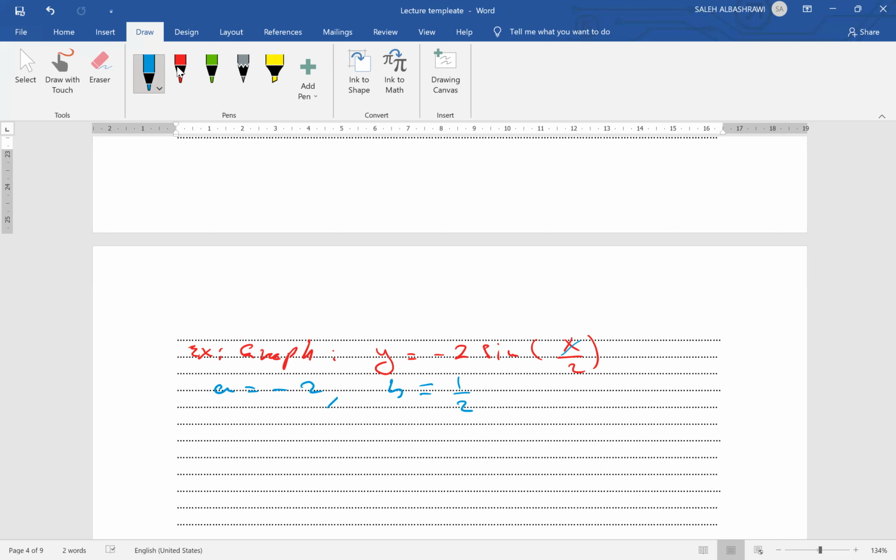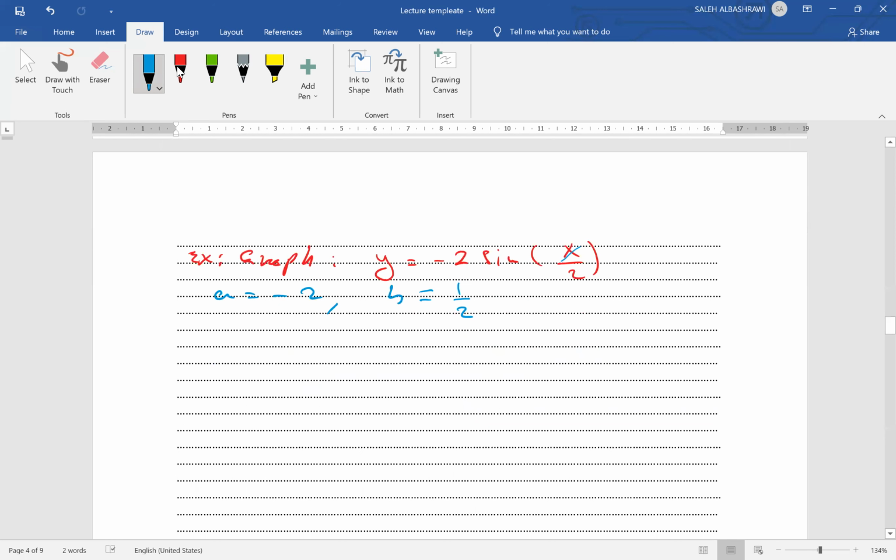Now from this one, let's find the amplitude. Number 1, amplitude is equal to the absolute value of a, that will be plus 2. The amplitude is plus 2. Number 2, the period for b is equal to 2 pi divided by the absolute value of b. That is 2 pi divided by 1/2, which will be equal to 4 pi.